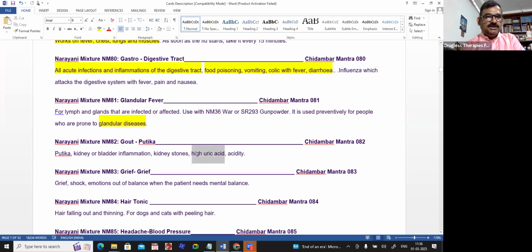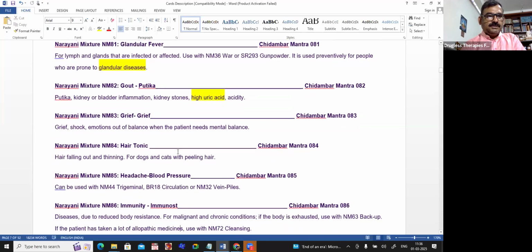What is gout? High uric acid in the blood. With this, what happens? The finger near the great toe gets infected and very painful. Grief is for emotional patients, with a shock and grief, like the death of someone near, friends and relatives, anybody.